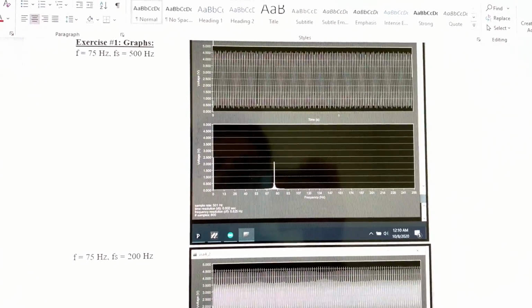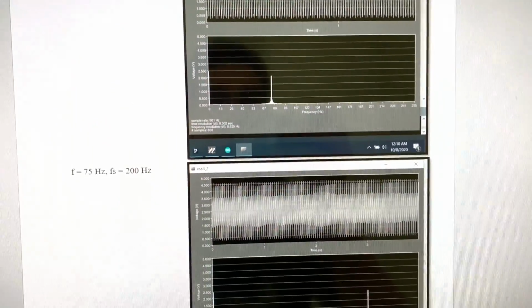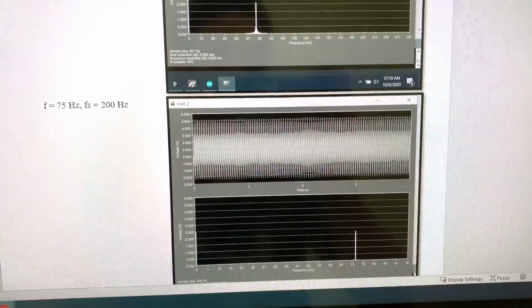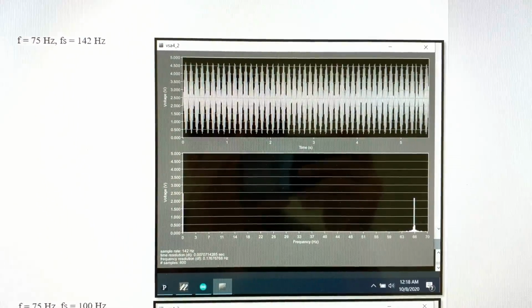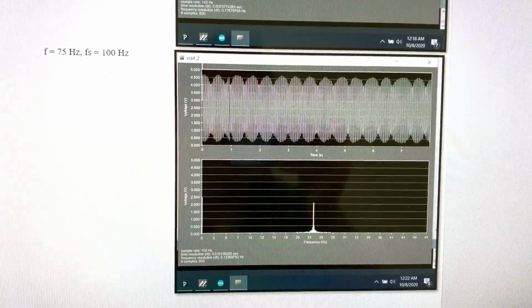So the first one is 75 hertz signal, 500 sampling frequency, and the second one is 75 hertz and 200 sampling frequency. This is 142 hertz sampling frequency, and it demonstrates aliasing. This is 100 hertz and demonstrates aliasing.